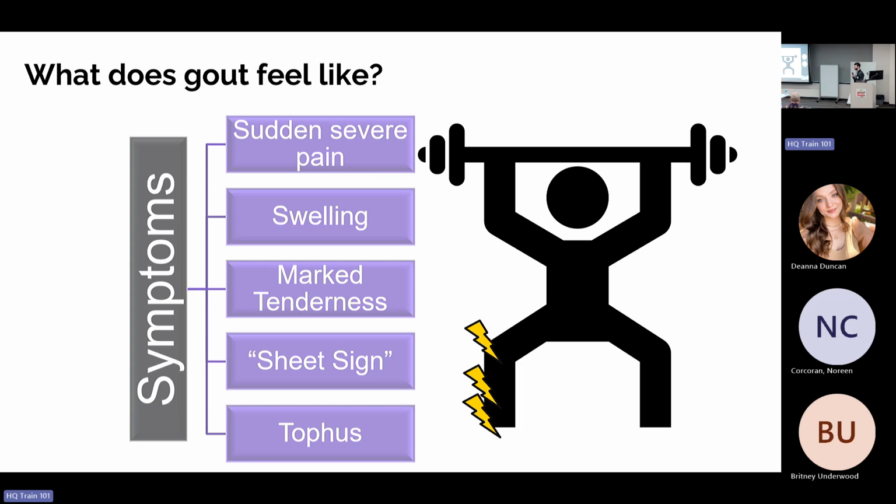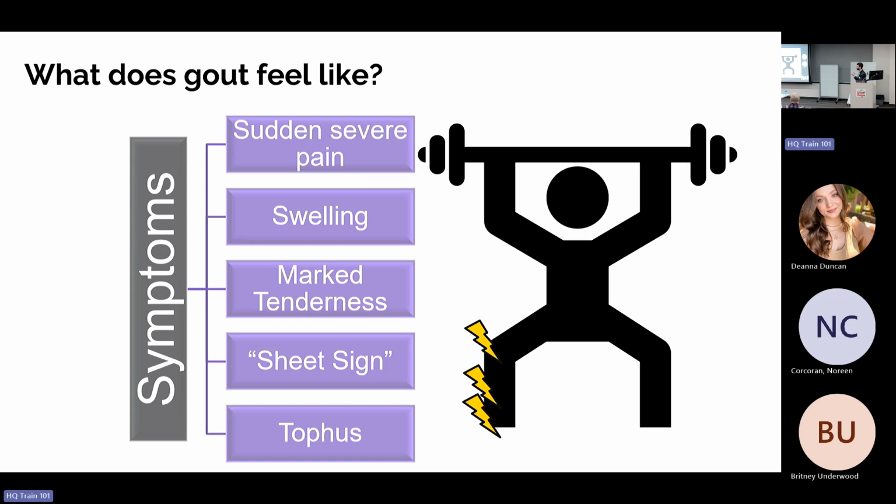So a gout attack, you're going to know you had it because it's going to feel like someone just slammed a hammer into that joint. It's usually a single joint that's affected, at least during your first flare, usually in your big toe. And it's incredibly inflamed, very hot, very swollen, very painful, very sudden. And it can be so inflamed that you can get something that we call sheet sign, where it's so tender that just the sheet on your bed touching that joint can be incredibly painful.